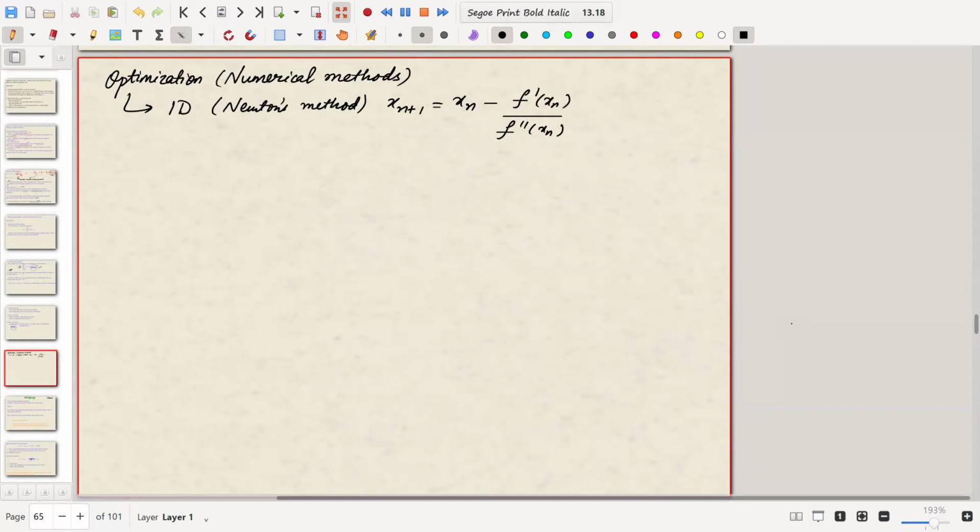Then we saw multidimensional Newton-Raphson, right? How does multidimensional Newton-Raphson work? Instead of xn, you have a vector, xn plus 1 is xn minus f prime. I told you who plays the role of f prime? Gradient. Who plays the role of f double prime? Hessian, grad f. So this is the multidimensional Newton-Raphson.